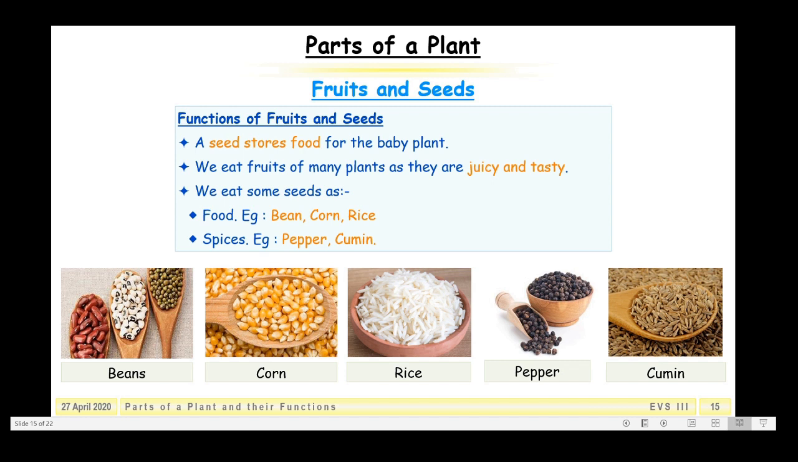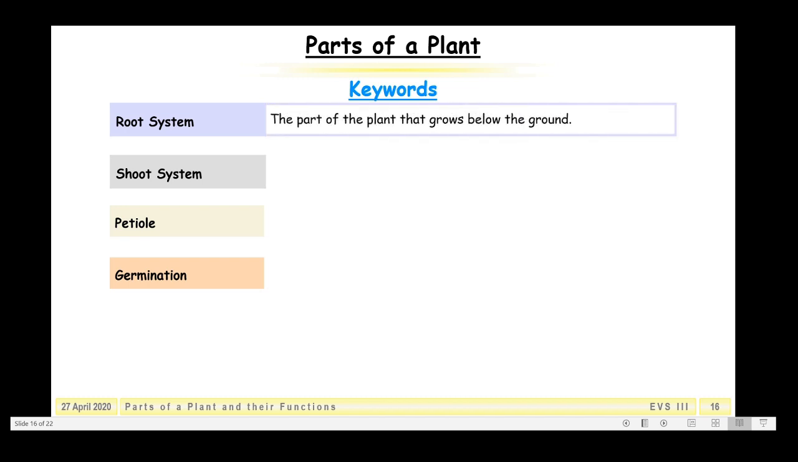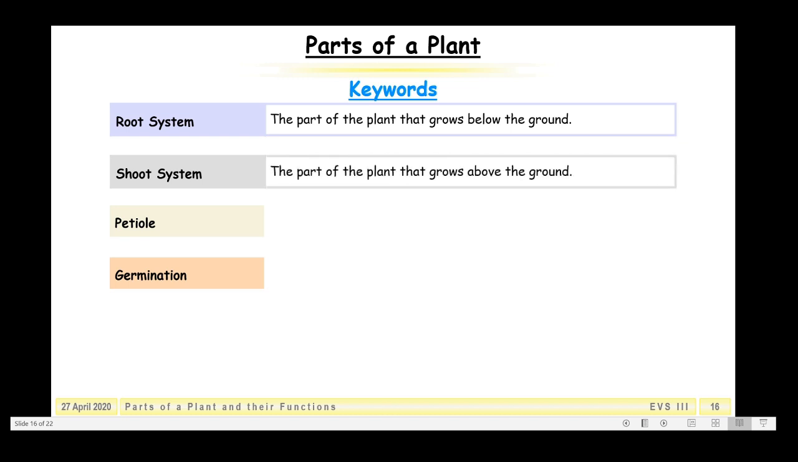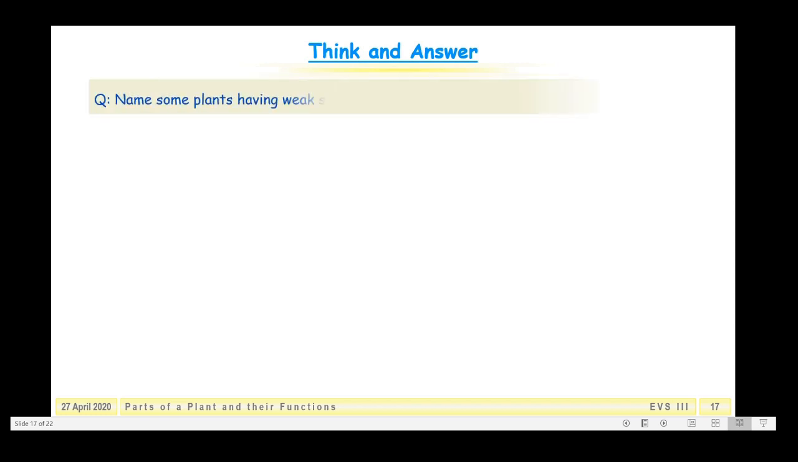Now we will quickly revise some keywords. First is the root system, the part of the plant that grows below the ground. Shoot system, the part of the plant that grows above the ground. Petiole, the part that connects the leaf to the branch. And germination is the process of the growth of a seed into a new plant. Now, let us move on to the question answer session.